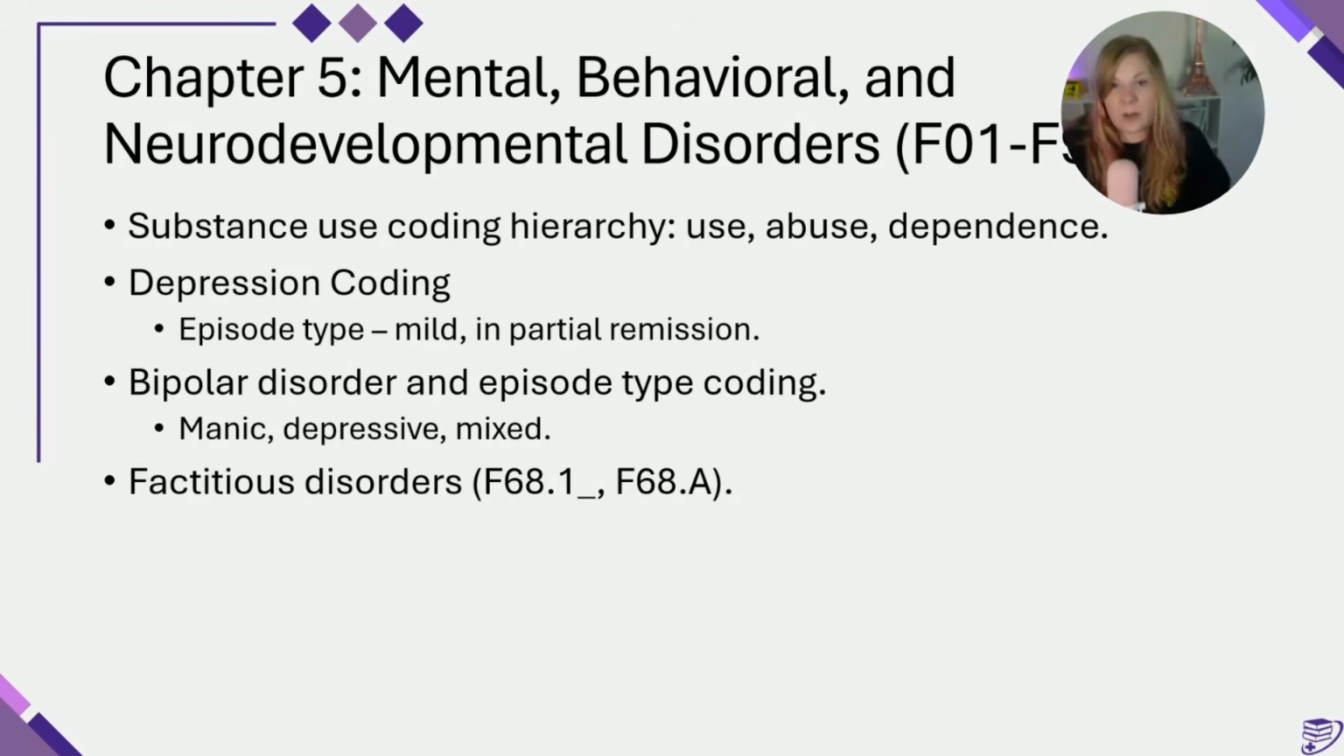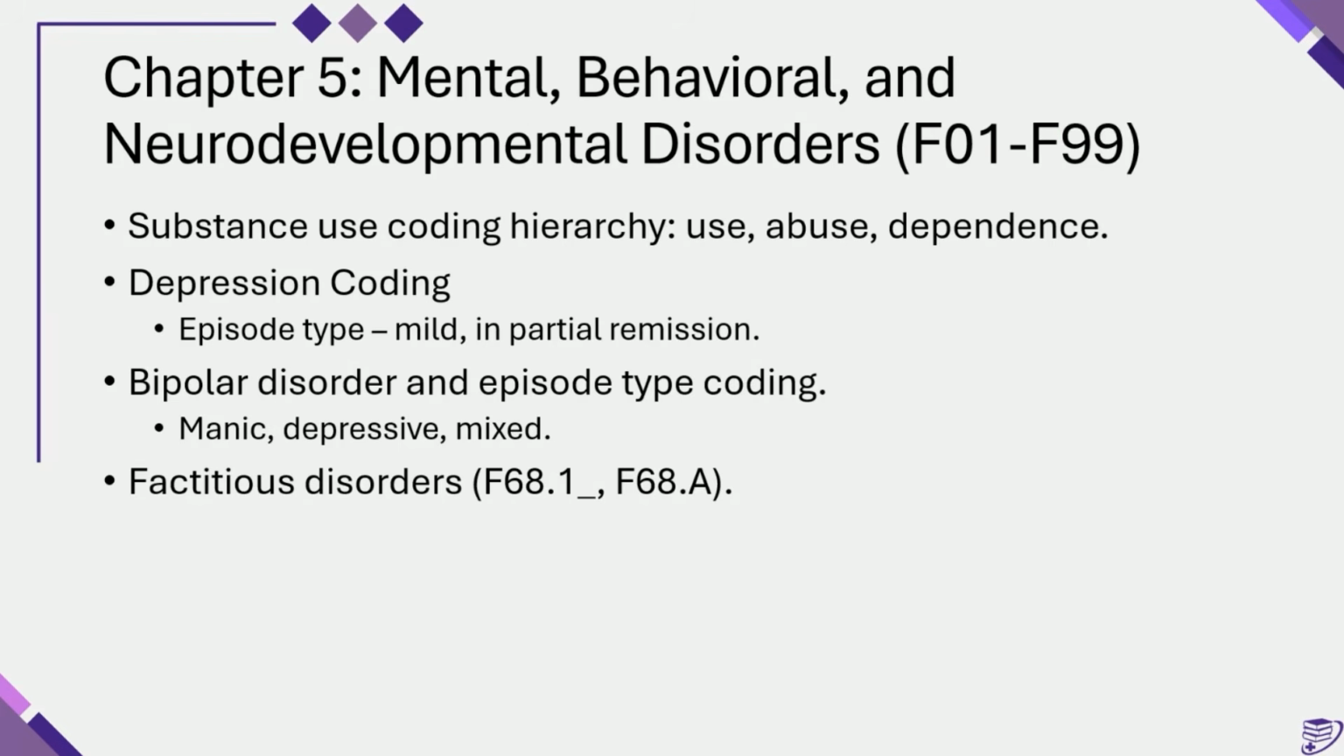All right, moving on to chapter 5. So, chapter 5, we tackle mental and behavioral disorders. Some of the critical concepts here is to remember the hierarchy for coding substance use. If both use and abuse are documented, we code for abuse. If both abuse and dependence are documented, we code for dependence. We also have depression covered in this section. That's a lot of our F33 and I think F32 codes. And you need to pay attention to the episode, like is it mild or is it in partial remission? For bipolar disorder, the codes are based off of whether the current episode is manic, depressive, or mixed.